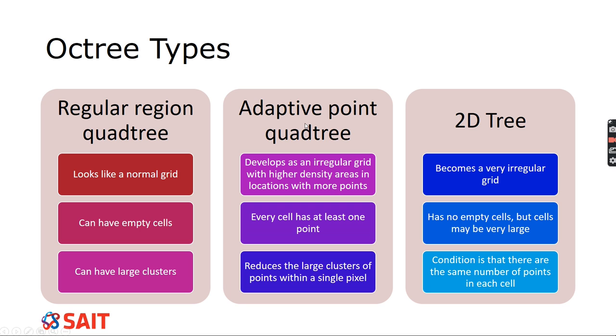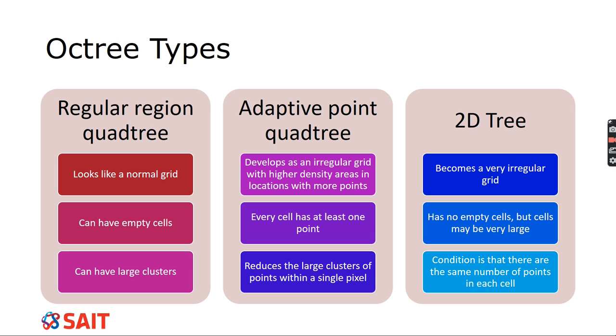Then we have the adaptive point quad tree. This one is an irregular grid, so you have some higher density areas and some lower density areas. Every cell has at least 1 point, but some of them might have many points. But it does reduce large clusters within a single pixel because we can reduce down the size of that grid for those particular points.